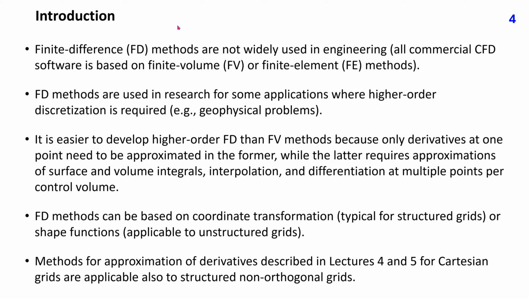Finite difference methods are usually based on coordinate transformation, which is typical for structured or block-structured grids. An alternative is to use shape functions fitted to a certain number of grid nodes and differentiate the shape function to obtain approximation of derivatives as a function of variable values at grid nodes. This approach is also applicable to unstructured grids. Methods for approximation of derivatives described in lectures 4 and 5 for Cartesian grids are applicable also to structured non-orthogonal grids. The curvature of grid lines is accounted for in the Jacobian of coordinate transformation.